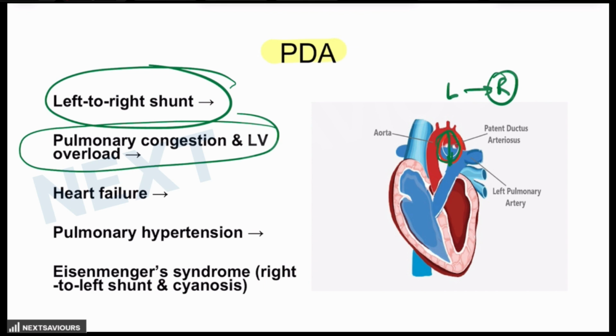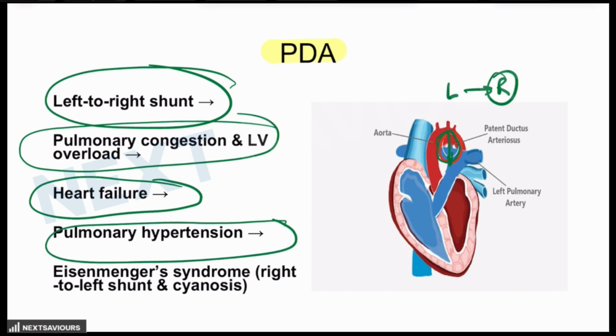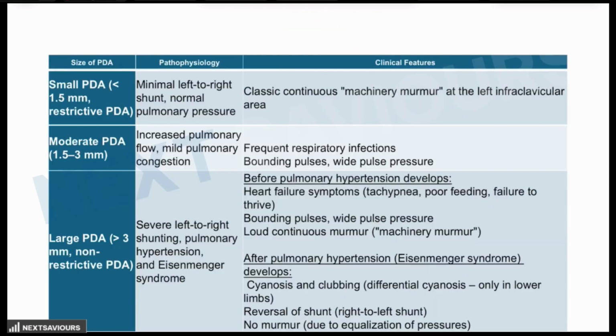Over a period of time, this can cause features of congestive heart failure like tachypnea, dyspnea, poor feeding, and pulmonary hypertension. And eventually, when the shunt reverses from right to left, it causes cyanosis and clubbing, which is identified as Eisenmenger syndrome, which we have already talked about in case of VSD. But how is the cyanosis in patent ductus arteriosus different from that seen in VSD? Here, the cyanosis appears in the toes, but the upper body remains pink in case of PDA. So, this is the pathophysiological mechanism.